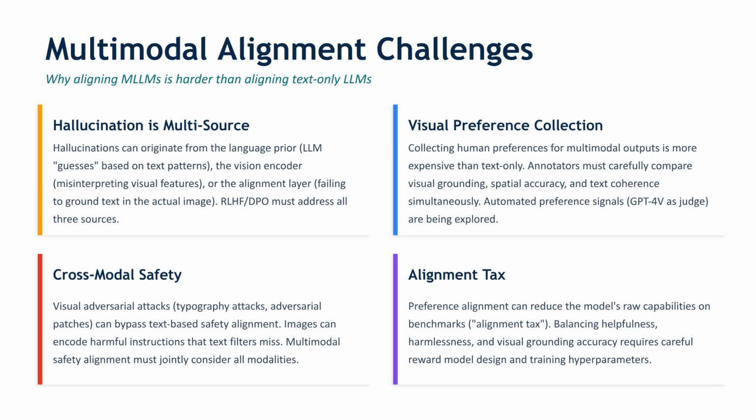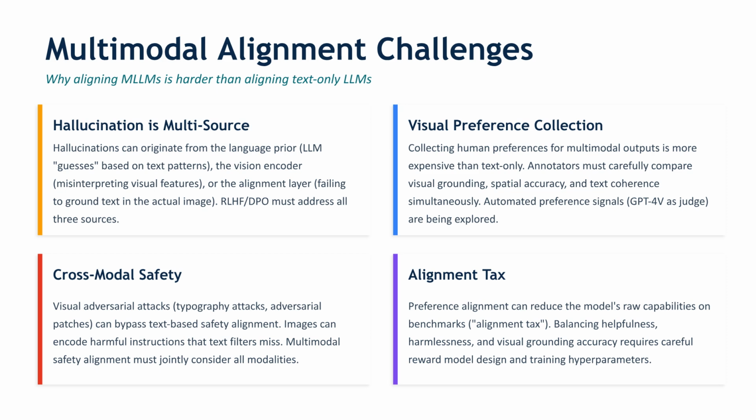Second, visual preference collection is expensive. Annotators must compare visual grounding, spatial accuracy, and text coherence all at once, which requires much more careful attention than comparing two text responses. The community is exploring automated preference signals using GPT-4V as a judge, but this introduces its own biases. Third, cross-modal safety presents unique challenges.